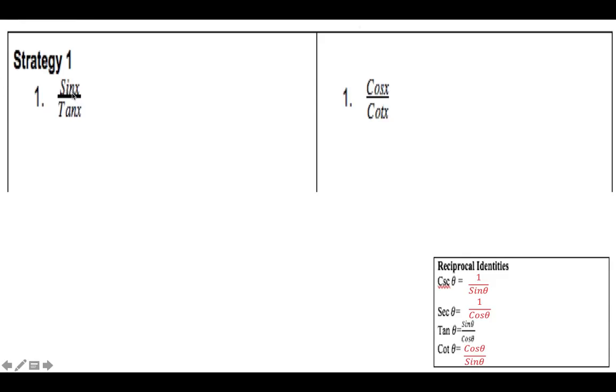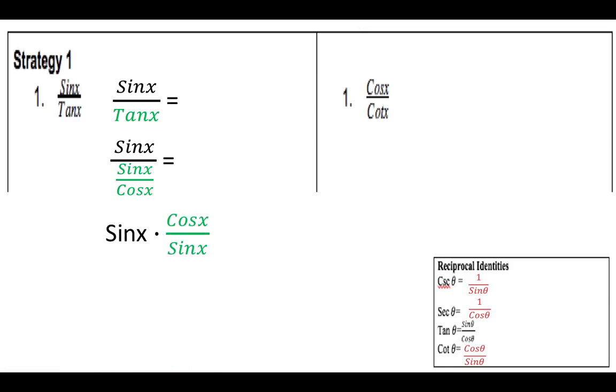This numerator, sin x, is already in sine, so that's fine. But I look at tan x. Tan x is not in sine or in cosine. So using my notes, I'm going to look. Tangent is equivalent to sine over cosine. So I'm going to rewrite this tangent, highlighting it in green. That's going to become sine x over cosine x. Remember, whenever you have a fraction in your denominator position, you take that fraction, flip it, and multiply.